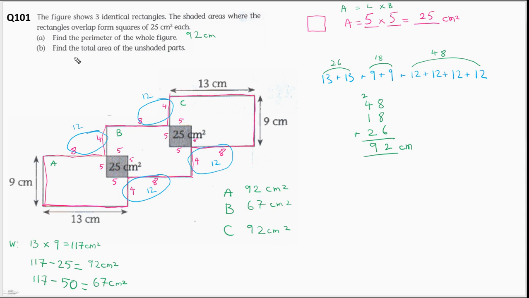And what was I asked to do? I was asked to find the total area of the unshaded parts. So I need to add those all together. And if you add them all together, you are going to get 251 centimeters squared. And that is our final answer for the final question in this mega series. Make sure you have the correct units. If it's an area, it must be whatever units you're using squared.